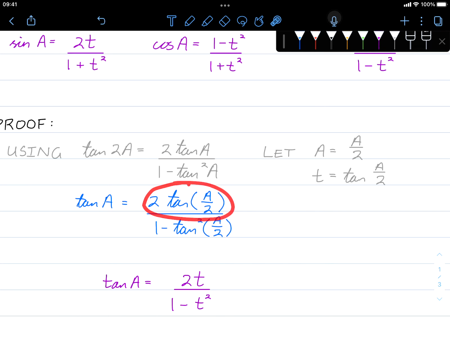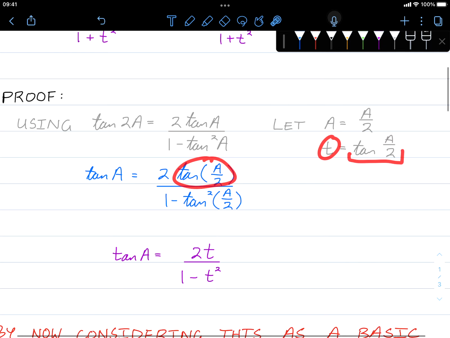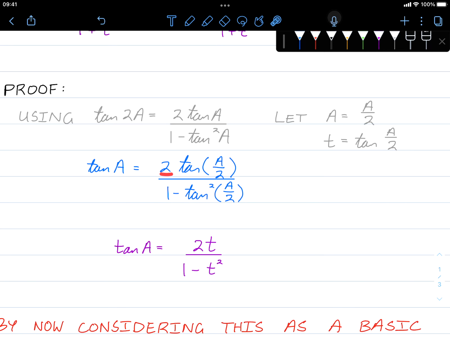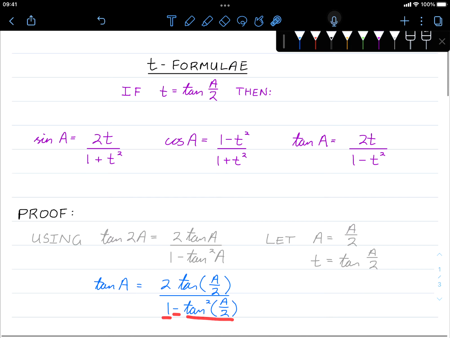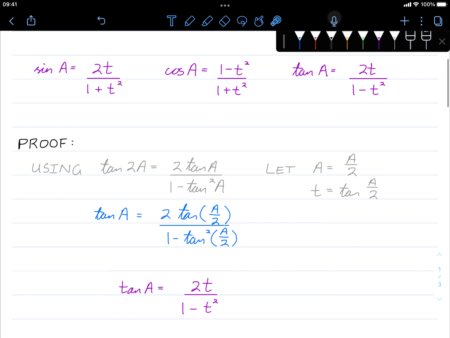And for these, we're going to let tan a on 2 equal t. So tan a on 2 is t. So that's just going to be 2t. 1 minus tan squared a on 2 becomes t squared. So that is the proof for the tan. Okay, so that's not too difficult, I hope.